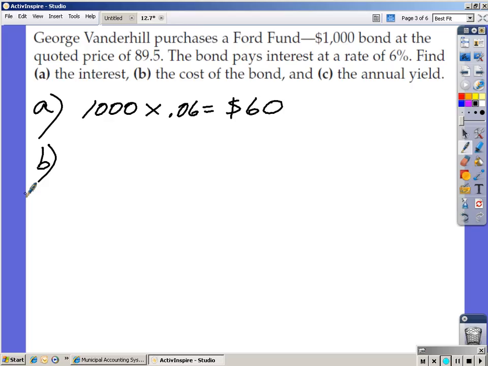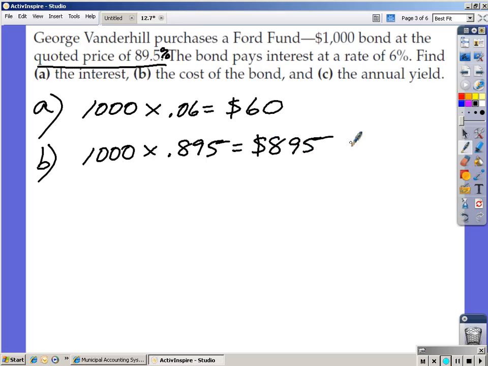Now, for part B, it says find the cost of the bond. Now, your formula to find the cost of the bond is face value times percent. Okay? Well, the only percent I see looking at this problem is the 6%. But right here it says the quoted price of $89.5. Well, believe it or not, in the bond world, that is a percent right there. Okay? So, to find the cost of the bond, it is 1,000 times 0.895. You still have to move your decimal over, even though that percent sign was not there. Okay? So 1,000 times 0.895 is $895.